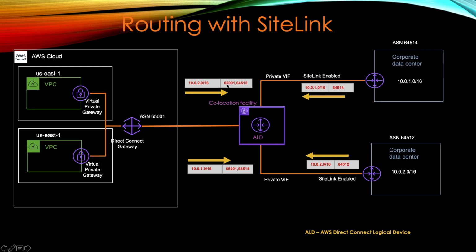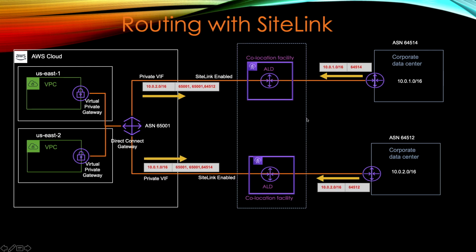Now you might see that 65001 is prepended. What it does is, when it advertises this path, there is one logical device sitting in between these two data centers through which the data will be routed or will flow. So this corporate data center will have a path saying, 'Hey, the next hop is the logical device, and from the next logical device the data will go to your corporate data center.' That's why you see that the Direct Connect gateway prepends its own ASN number in the route which is advertised.